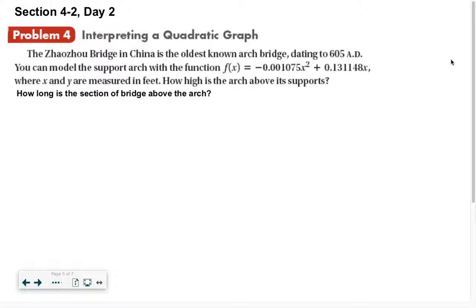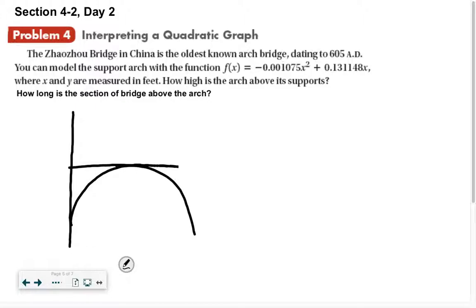That's old. So let's draw a bridge. It's a good thing I'm an artist. Oh, what a perfect bridge. Kind of.